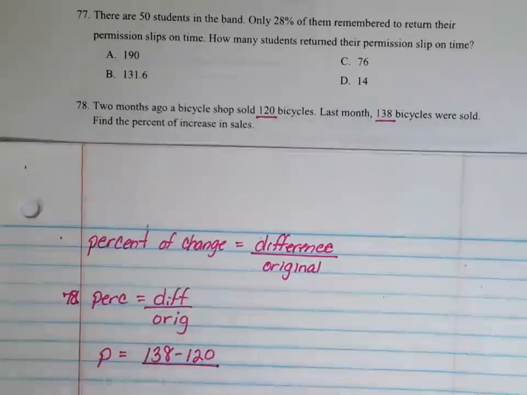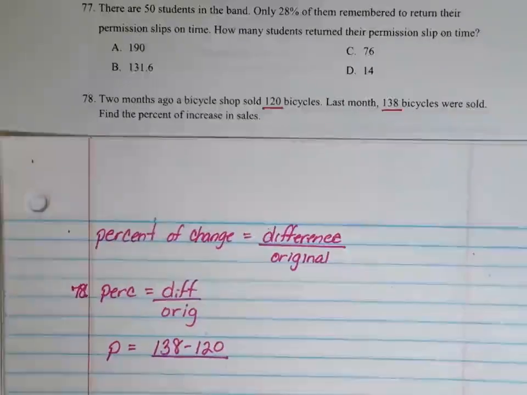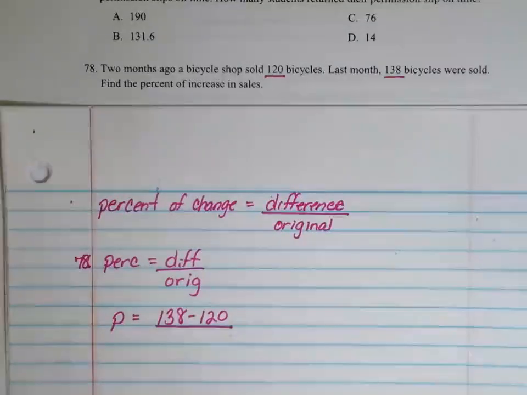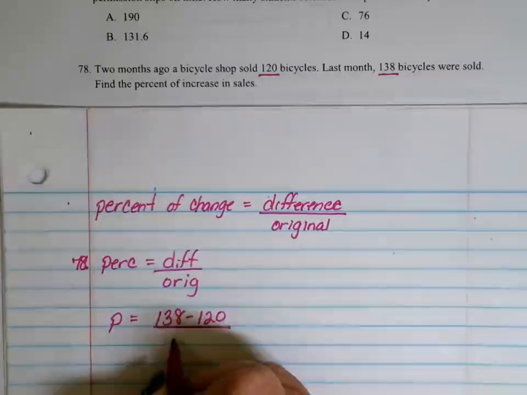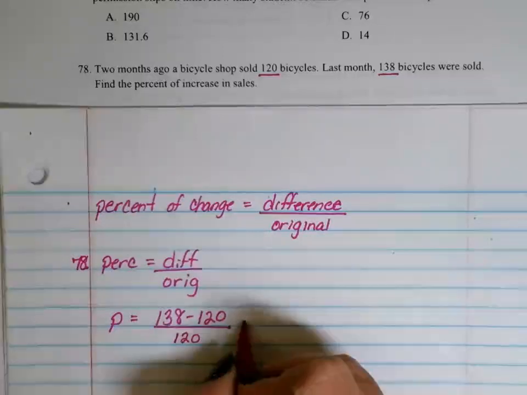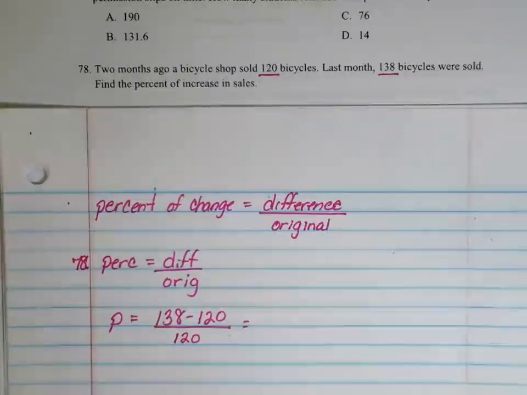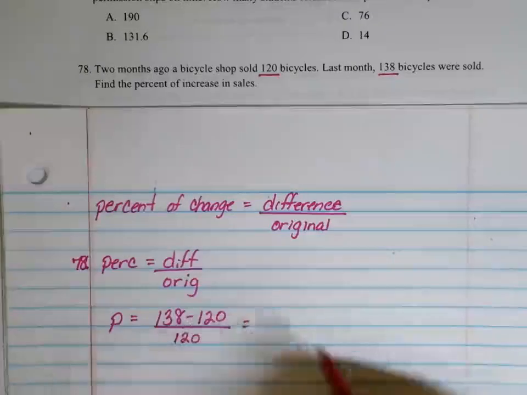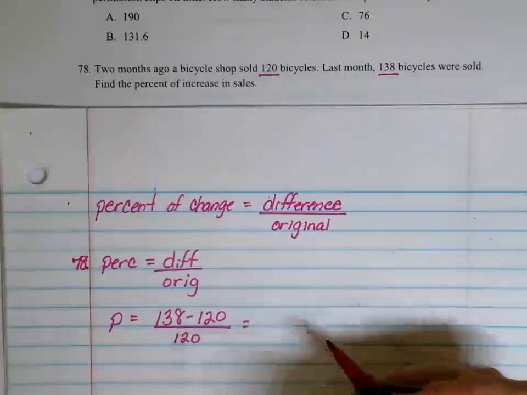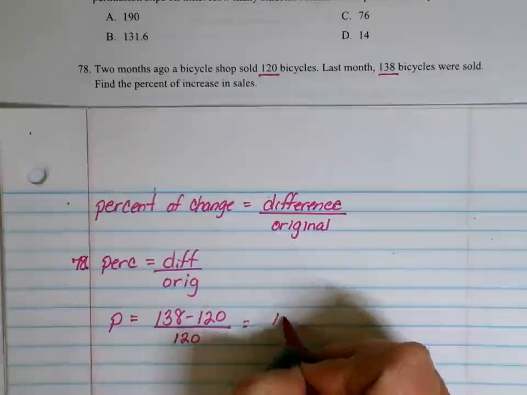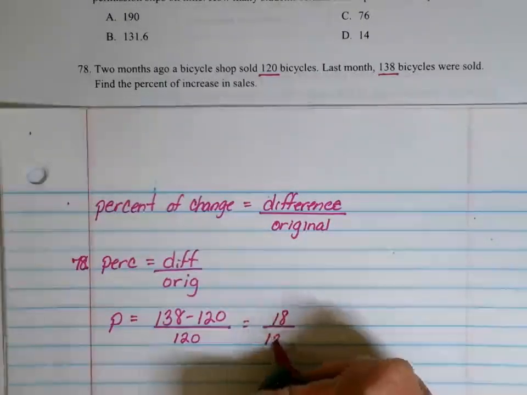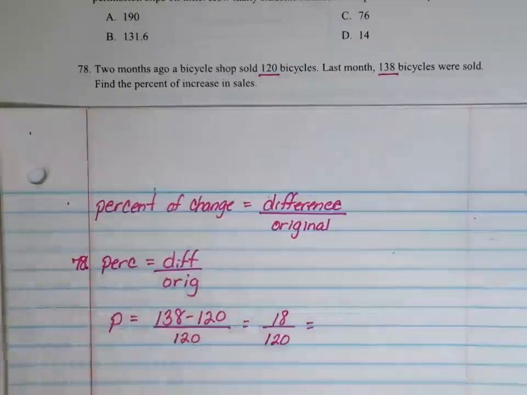And what was my original amount? What was my original amount that I'm comparing to? 138. That's my original amount? Wait, no. 120. So what is 138 divided by 120? I'm sorry, 138 minus 120. That's 18, not 118. 18. And I'm going to divide that by 120. And what does that give me?